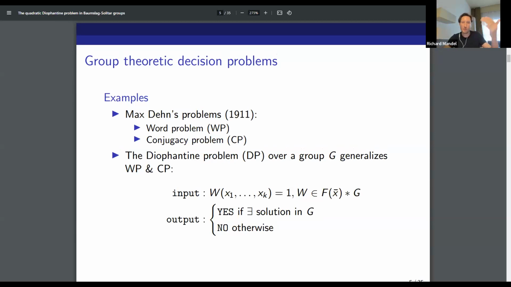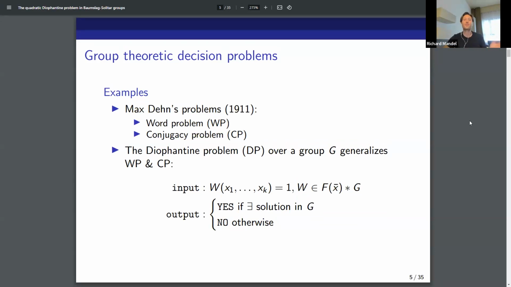One way to generalize these problems is by equations. The word problem and the conjugacy problem are both special cases of the Diophantine problem, which takes as input an equation, which is simply a word in the free product of a free group generated by variables and the original group, and demands the output of either yes or no, depending on whether a solution exists in G. And there are variations. The compatibility problem asks if there is a solution in some group in which G embeds, but we're just talking about solutions in the original group G. So this is what we mean by the Diophantine problem.